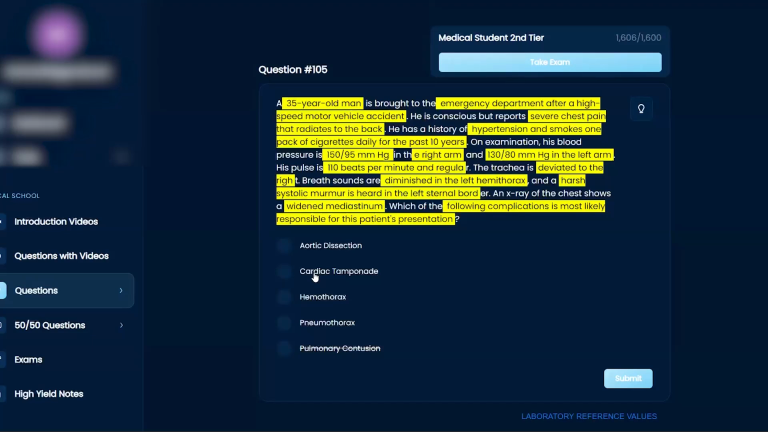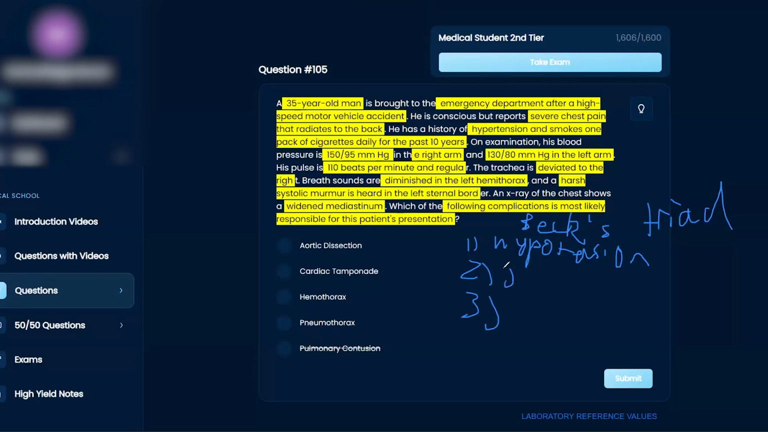Cardiac tamponade. What kind of symptoms do you have with cardiac tamponade? I'm guessing, I don't remember. Yeah, so cardiac tamponade is Beck's triad, right? Do you remember Beck's triad by any chance? No. So Beck's triad, if you want to remember, is three things. One, two, three. You have hypotension. Then you'll have venous distension or JVD, jugular venous distension, right? And then diminished heart sounds.